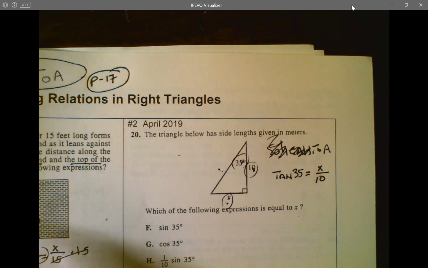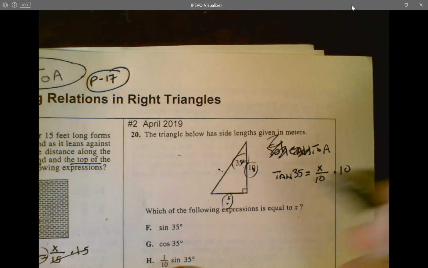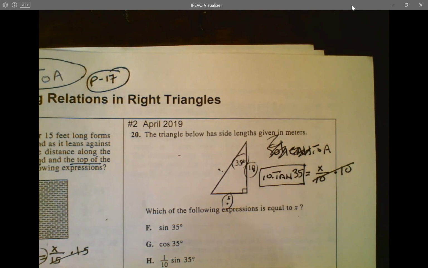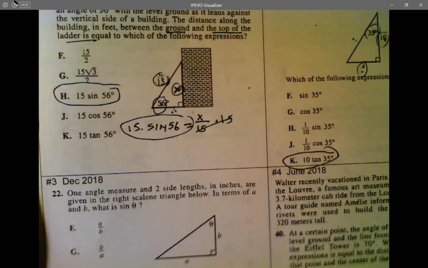Now, just like on the other one, we've got to go ahead and solve for X. I'm going to multiply both sides by 10. The 10s cancel. There is our answer, letter K. Okay, so those two are pretty nice introductory questions. We'll see some other ones in here that are kind of similar.